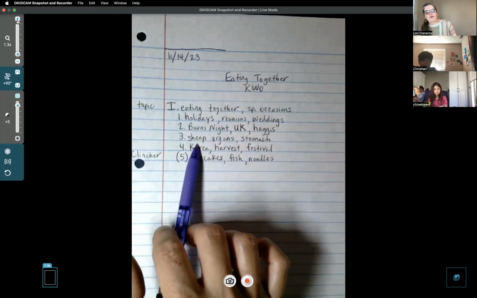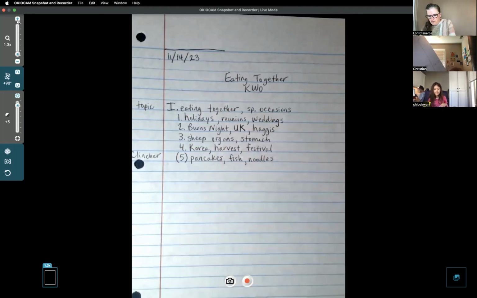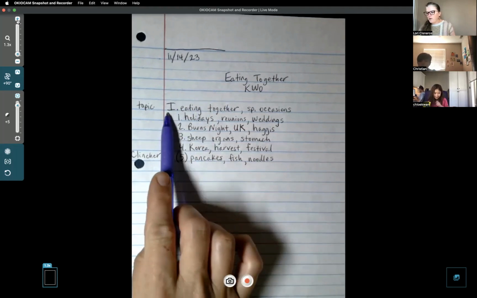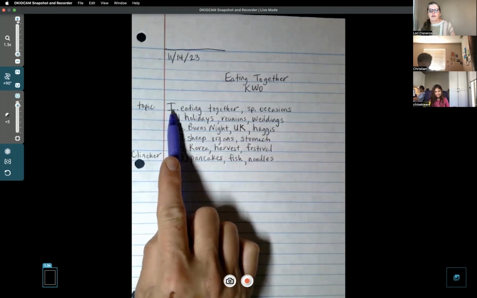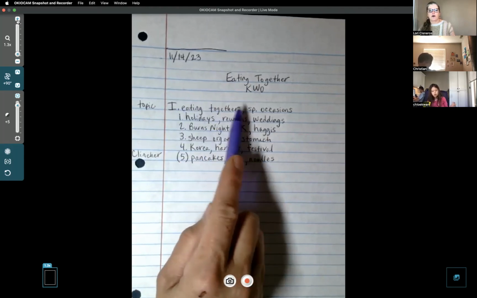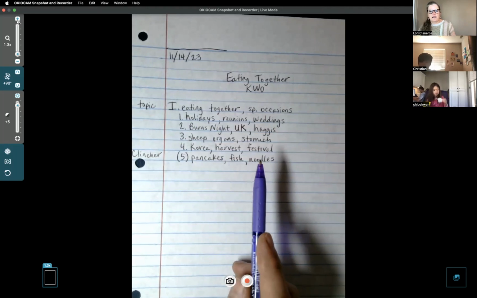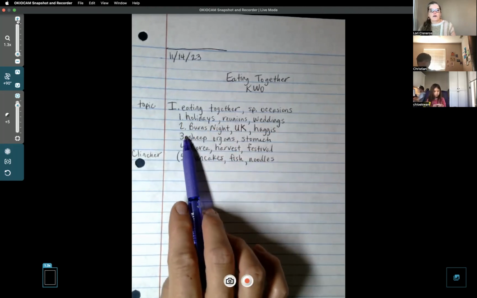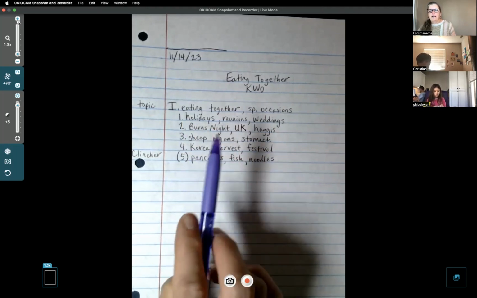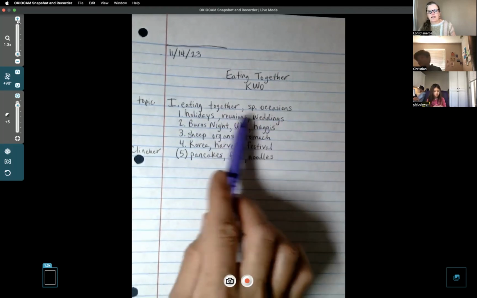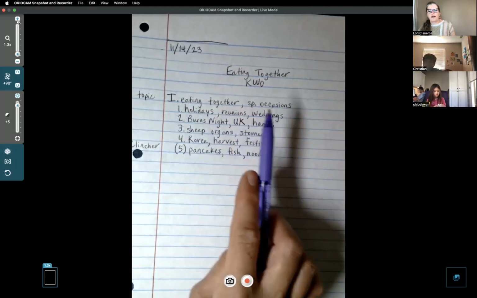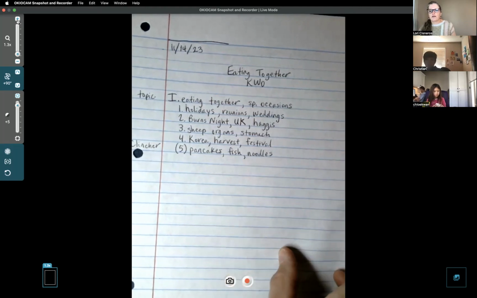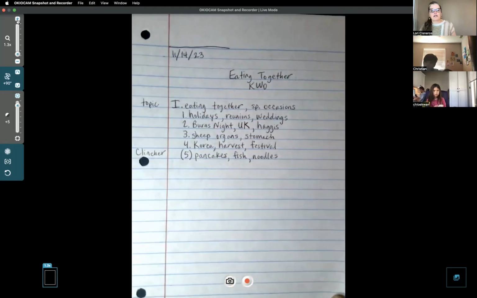Remember, when you have an outline like this, each number, including the Roman numerals, is a sentence, right? So number 1, Roman numeral 1, that's a sentence. You're going to turn these words into a sentence. And then you have 1, 2, 3, 4, 5 underneath that. Each one of those is a sentence. So holidays, reunions, weddings, you're going to use those key words and make a complete sentence with those words.